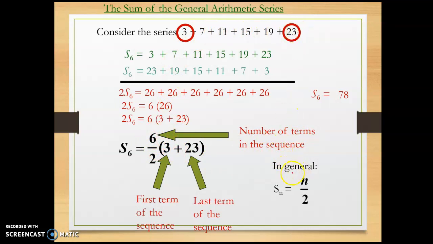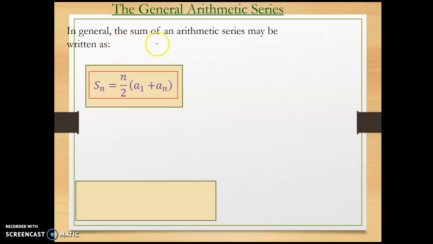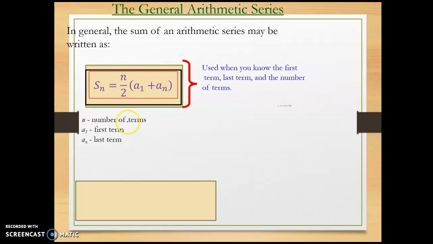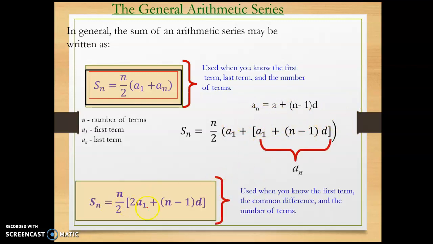In general, if you already know the first term and the last term, then you can use this formula. So you add the first term and the last term, multiply it by the number of terms, and then divide by 2. The sum of an arithmetic series may be written like this when you know the first term and the last term, right? Okay, and to solve if you don't know the last term, you may use this one.